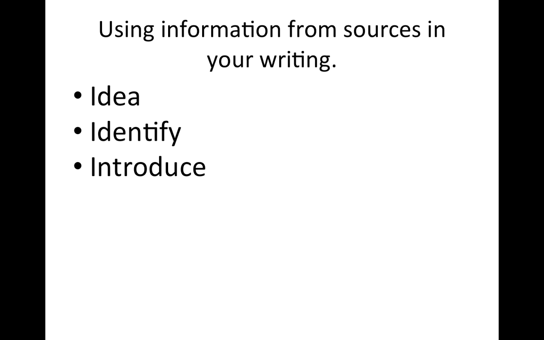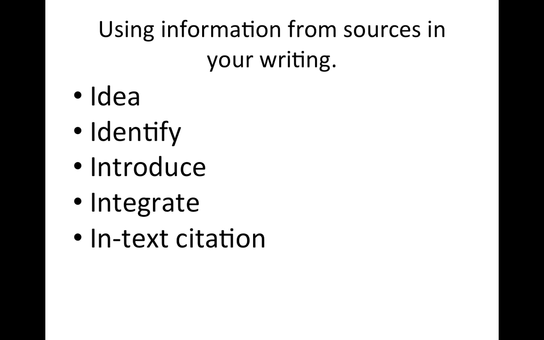Let me tell you a little bit about this source, and then use a signal phrase and either use a direct quote or a paraphrase. And when you do that, you are integrating the information from your source into your prose. After that, you make sure that you include an in-text citation as needed, and then make sure that you interpret the information so that your reader has a clear understanding of what it is you want your reader to understand or learn from what you've included in your paragraph.